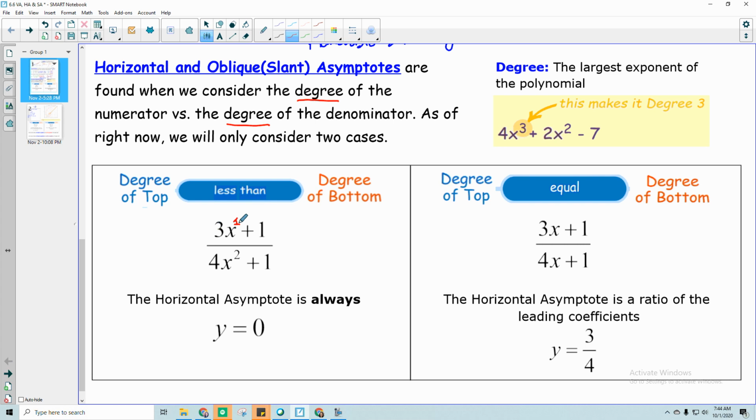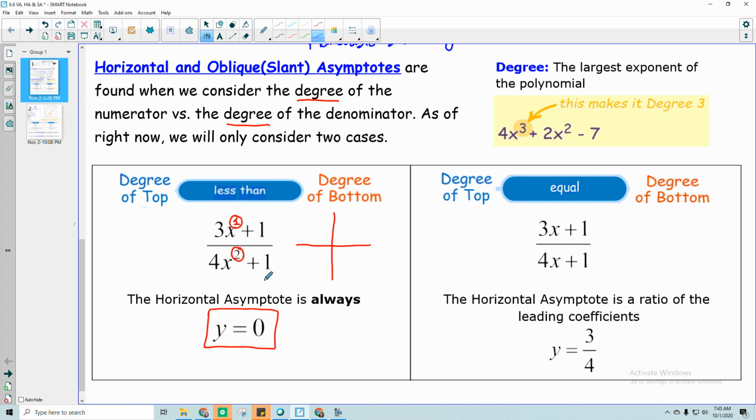So the degree is 1, and the degree of this is 2. Since 1 is less than 2, the numerator's degree is less than the denominator, so the horizontal asymptote is always going to be y equals 0. If this ever happens where the degree of the numerator is less than the degree of the denominator, we're always going to get a horizontal asymptote.